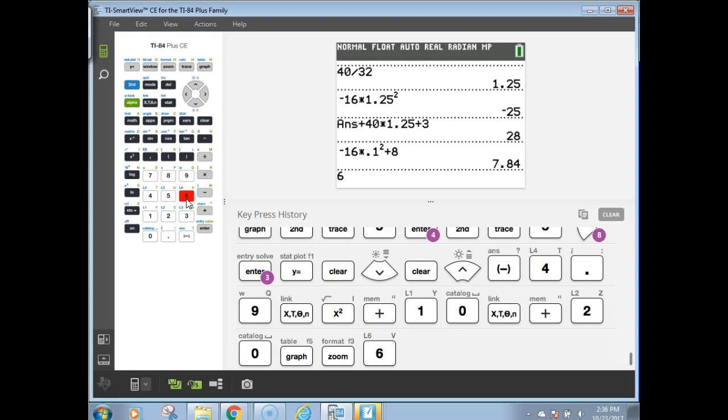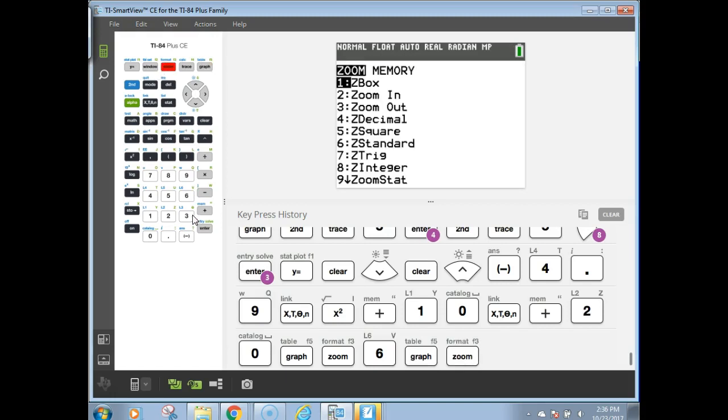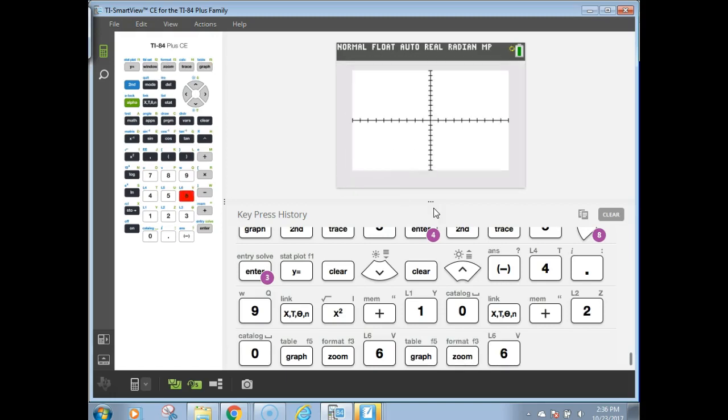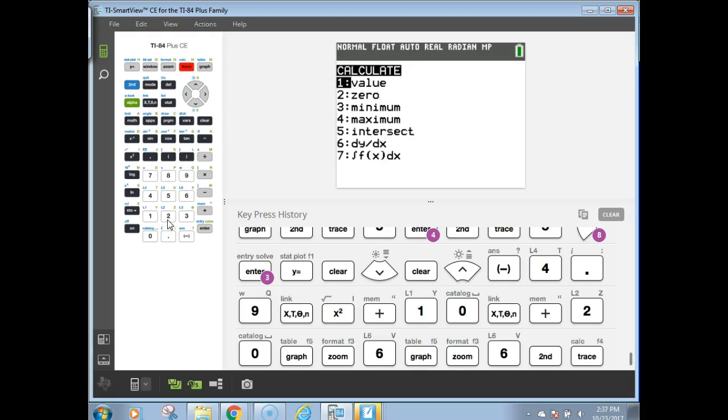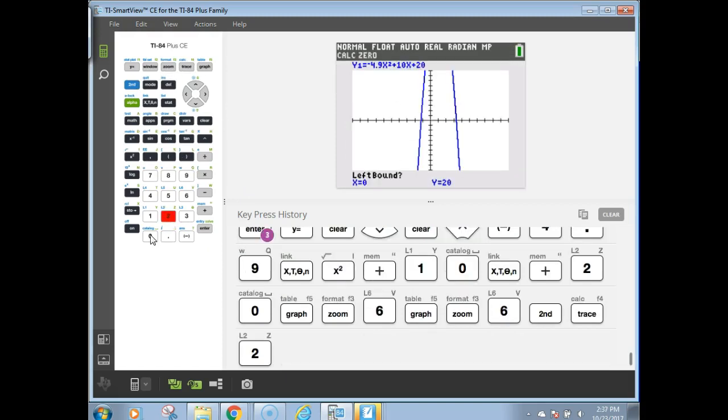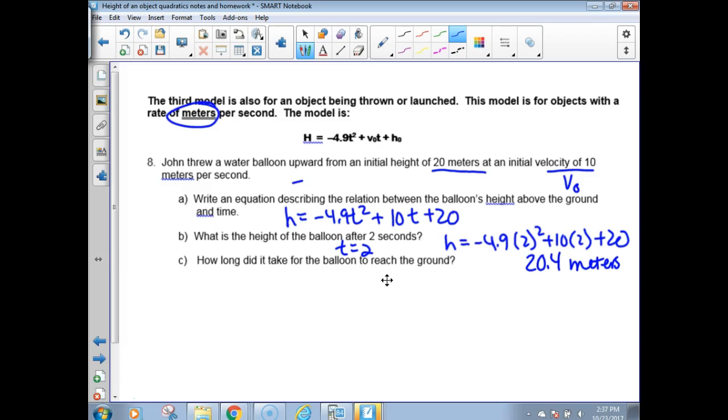I just re-standardized my window. No, I didn't. Thought I did. All right, and we'll want to know it's a little over 3 seconds. I'm going to go second, trace 2. We'll do a left bound 0, enter, 6, enter. I just made up some numbers. And it's at 3.83, 3.23, sorry. I'm dyslexic today. 3.28 seconds.